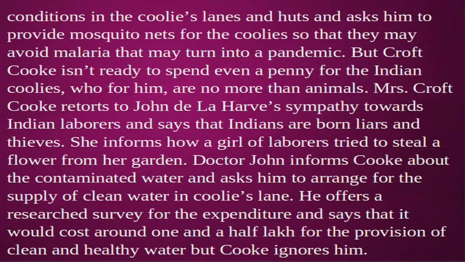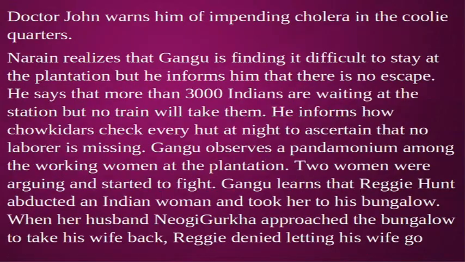Dr. John informs Cooke about the contaminated water and asks him to arrange for the supply of clean water in Coolie's Lane. He offers a research survey for the expenditure and says that it would cost around 1.5 lakh for the provision of clean and healthy water, but Cooke ignores him. Dr. John warns him of impending cholera in the coolie quarters.